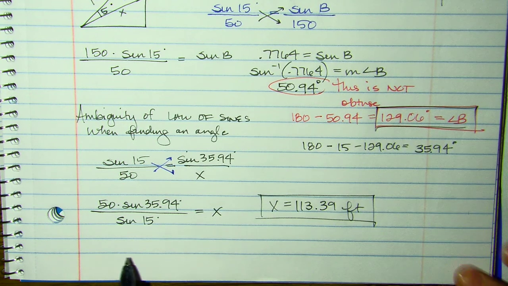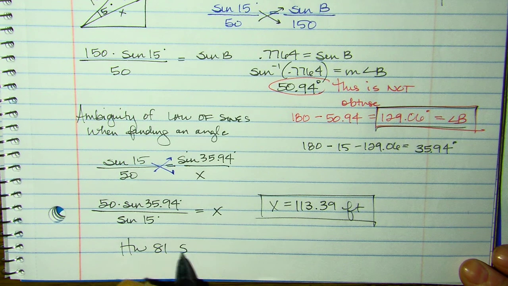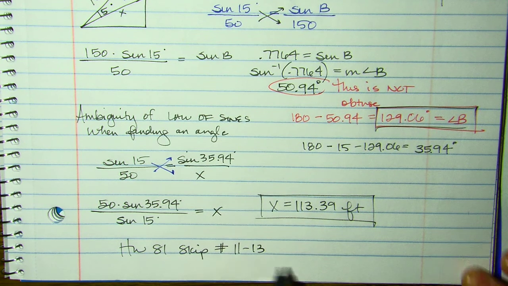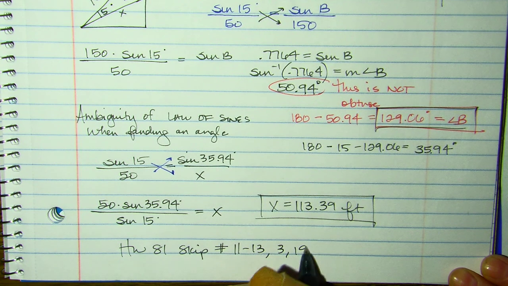And that is it for this section. In homework 81, you're going to skip numbers 11 through 13, number 3, 19, and 21.